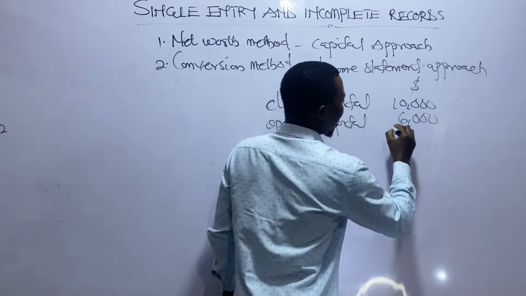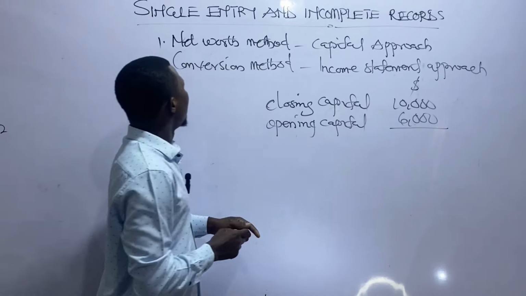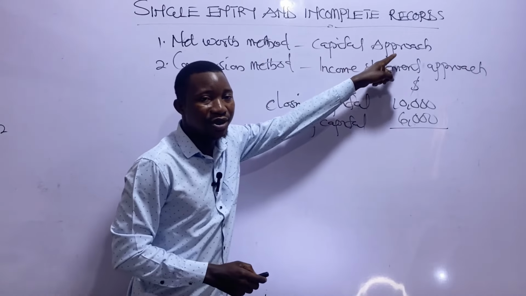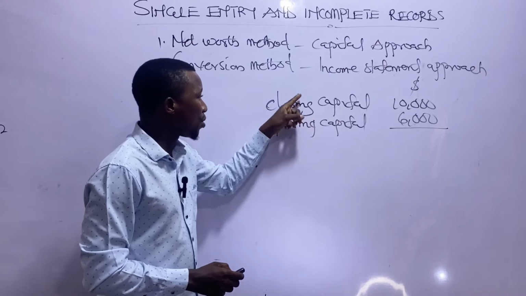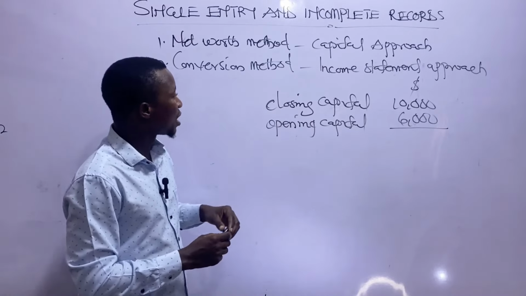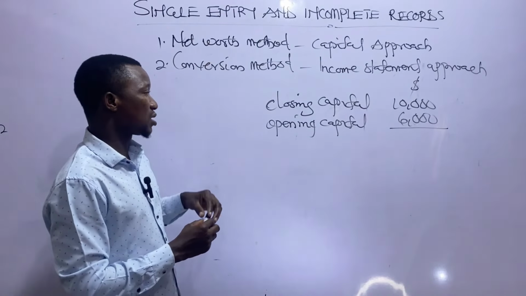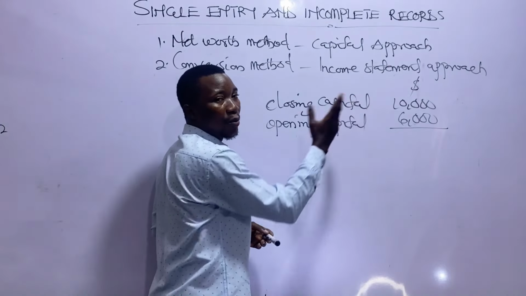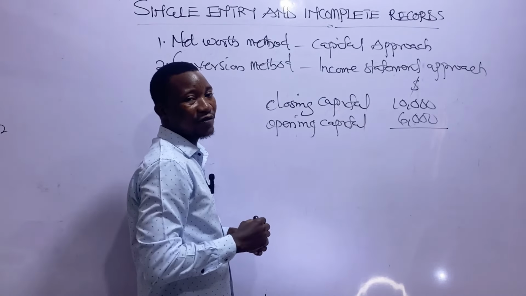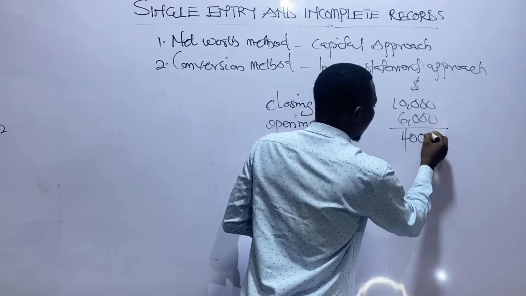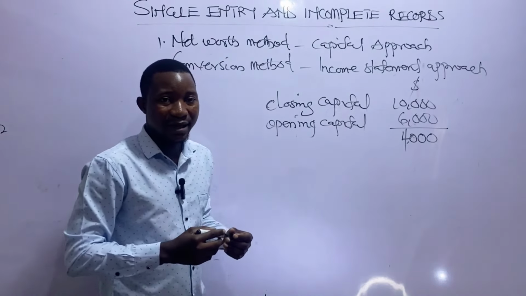Good. Now what I'm saying is that using the net worth method or the capital approach, because we are comparing the two capitals, we named it the capital approach. So now, as the name suggests, net worth, we are only comparing the difference between the closing capital and the opening capital, and that will be the profit of such business. So the profit becomes 4,000. I hope this is clear.